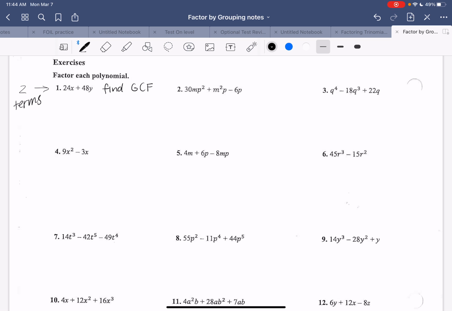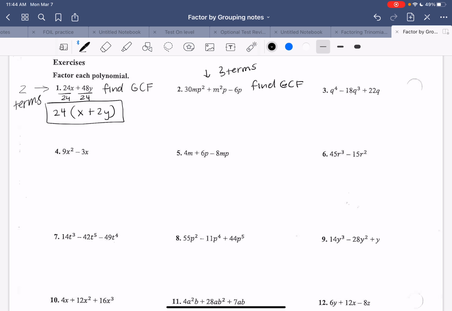So here we would have 24 being the GCF. And then when we divide this by 24 and this by 24, we're going to be left with x plus 2y. And then that is our fully factored polynomial. Again, this one has 3 terms, so we can't factor by grouping, but we can find a GCF.